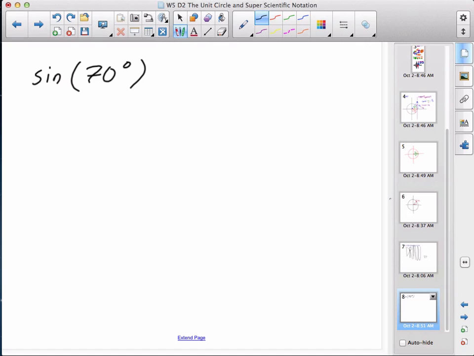Okay, so if I'm thinking of the sine of 70, and we'll think about that a little bit more carefully in a second, the sine of 70 should be equal to the sine of what angle? Before we do anything, what do we need to do? Think back to the pro tip.